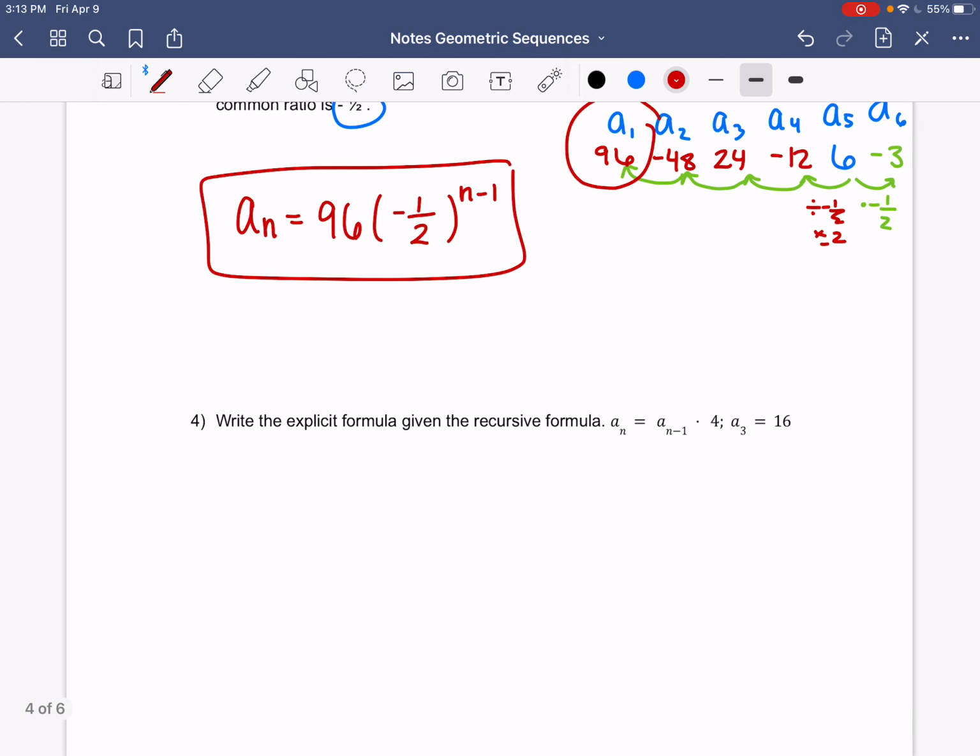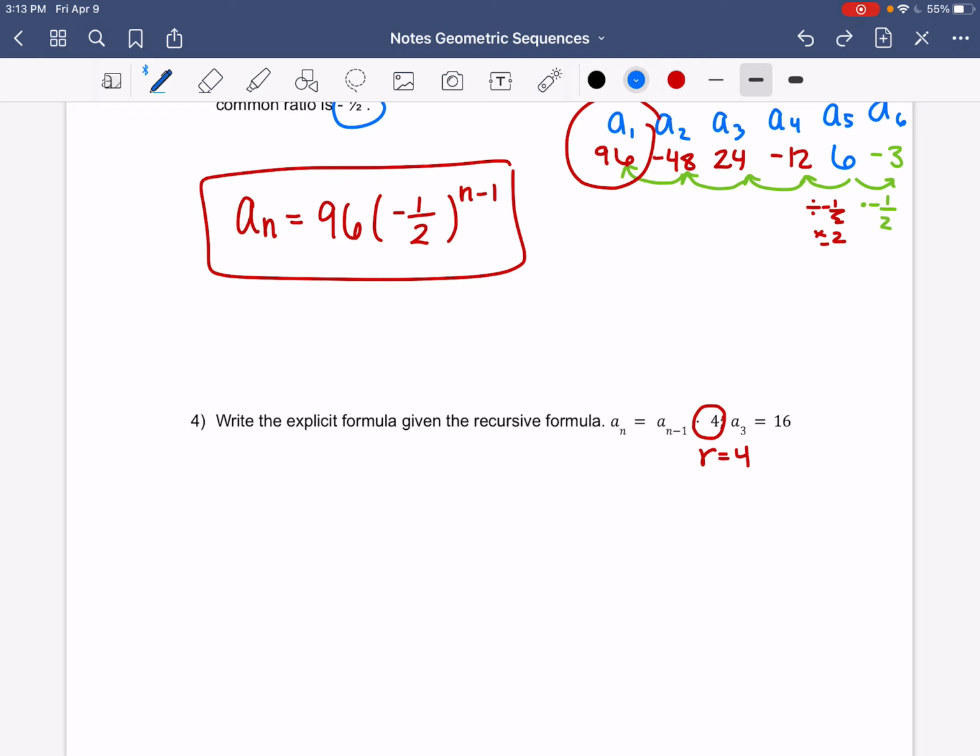All right, one more. It says, write the explicit formula given the recursive formula. The recursive formula tells us a sub n equals a sub n minus 1 times 4. I said common difference, but your common ratio is 4. That means the pattern is timesing by 4. And then it gives us our 3rd term is 16.